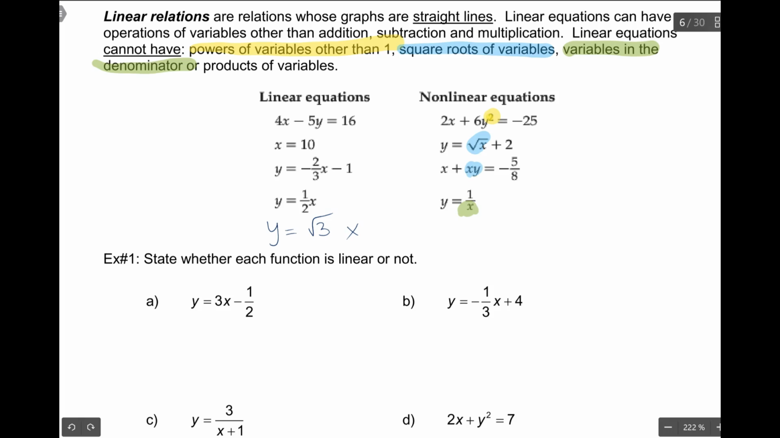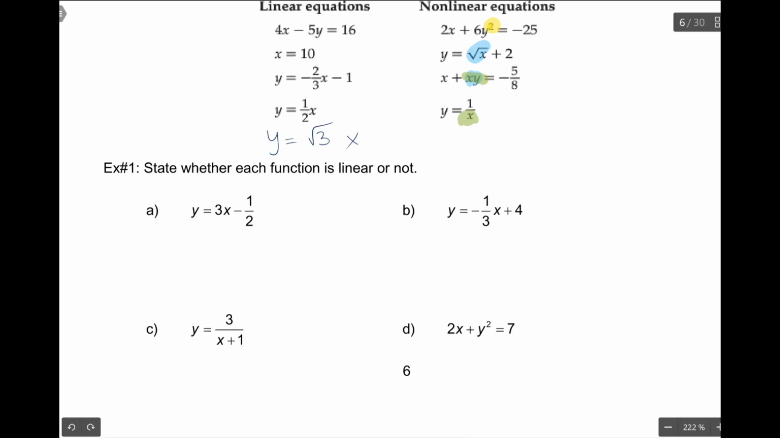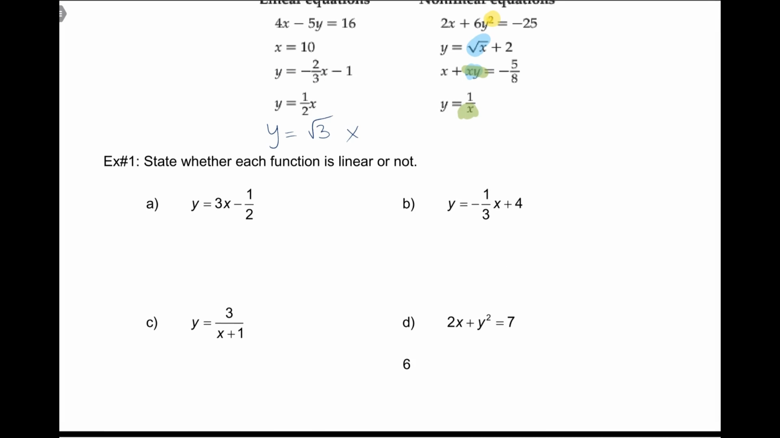And then you also cannot have a product of variables. So what does that mean? Check out that xy. That's a product of variables. X times y.